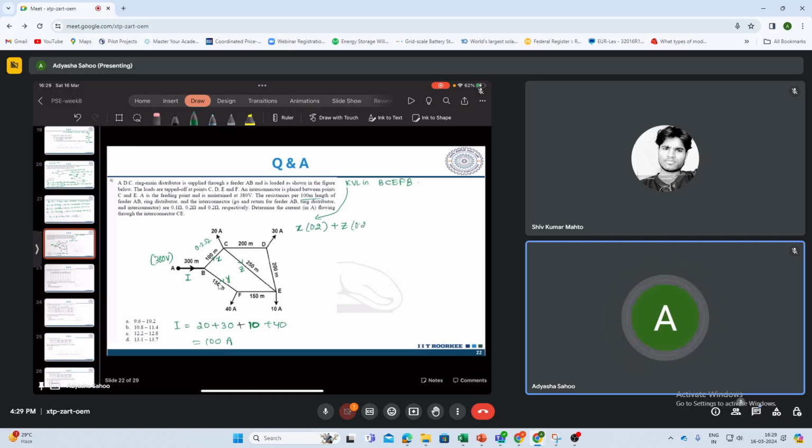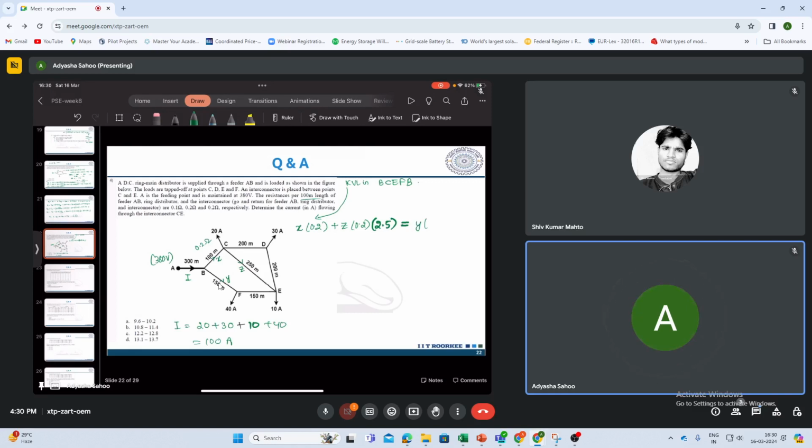so 0.2 and its length is 250. Then 0.2 per 100 meter means this will be 2.5, right? So that will be equals to, now up to this I have dropped for E, we have calculated now through this part, right? So BF is Y.